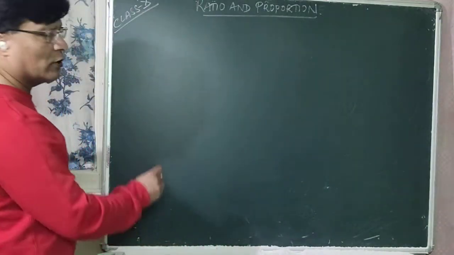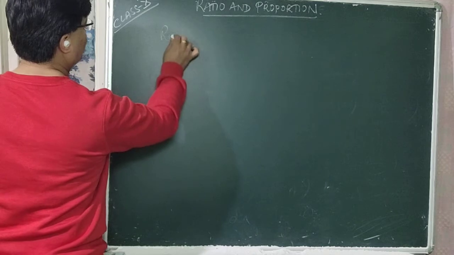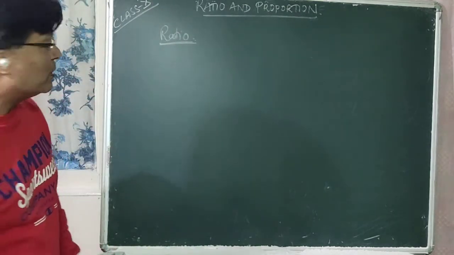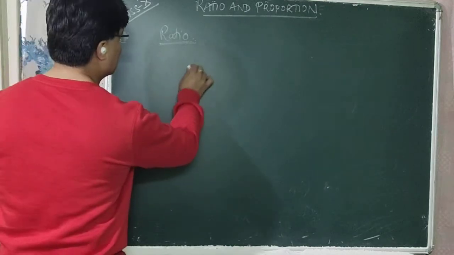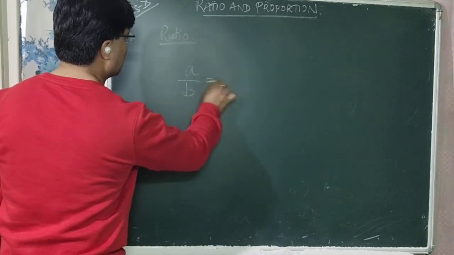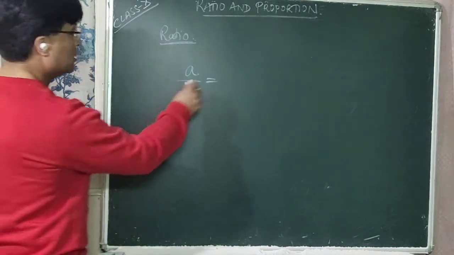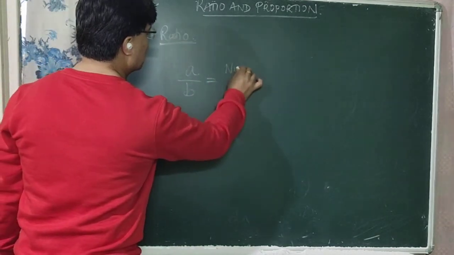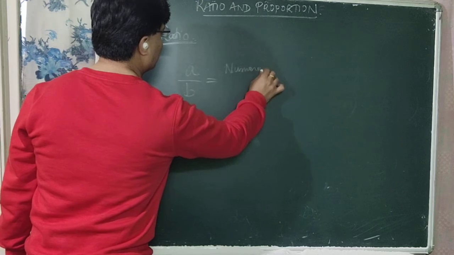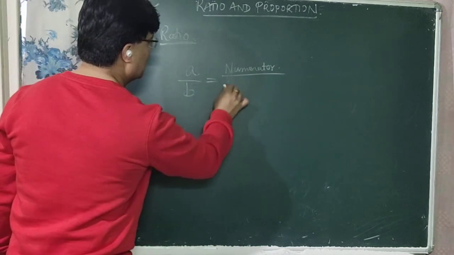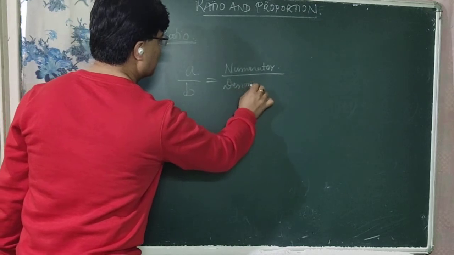So first of all, what do you mean by ratio, right? Ratio means a fraction. Suppose you write A upon B, right? This A is known as the numerator and B is known as the denominator.